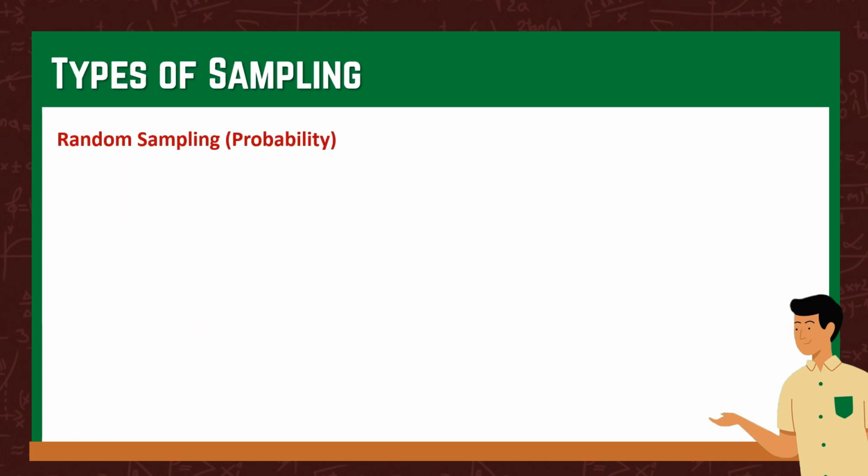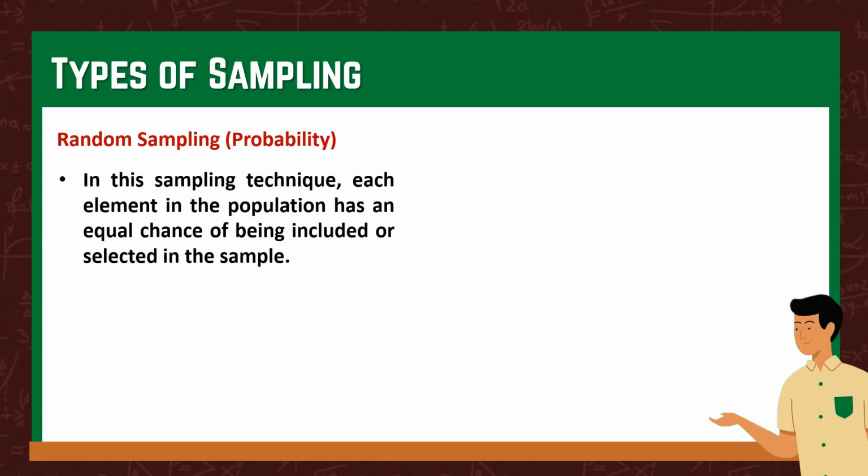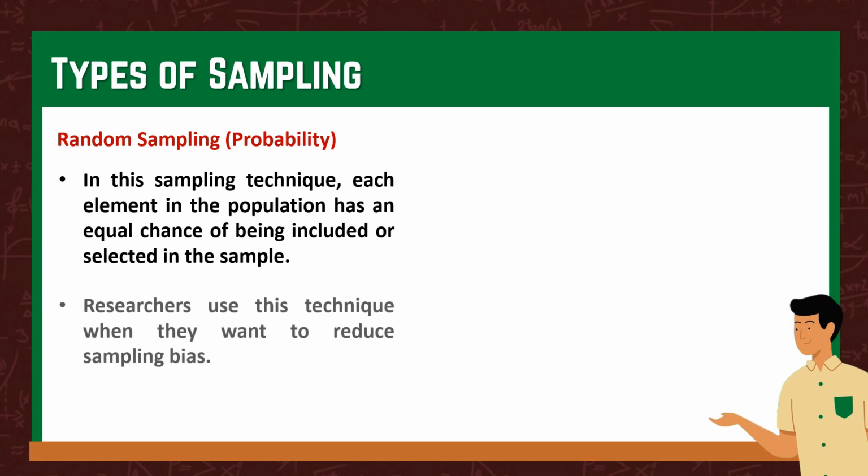First, the random sampling or the probability sampling. In this sampling technique, each element in the population has an equal chance of being included or selected in the sample. Ginagamit ang random sampling para maiwasan or mabawasan ang pagkakaroon ng bias.